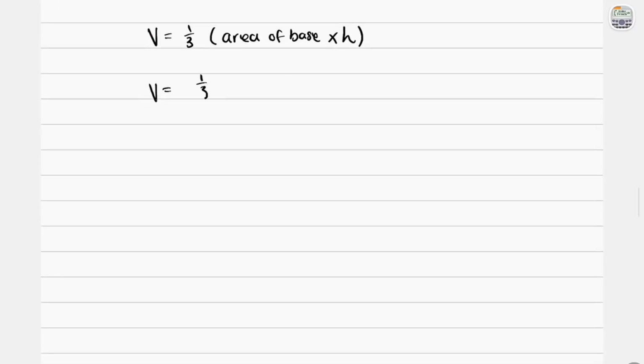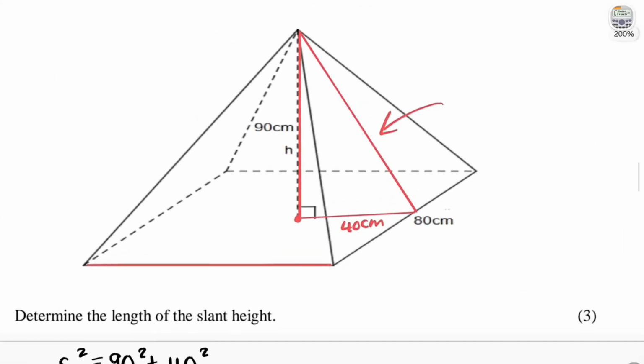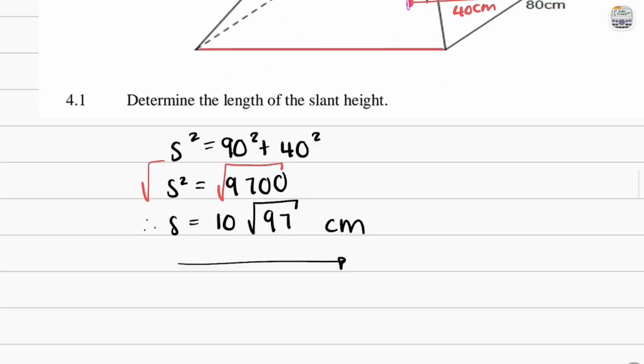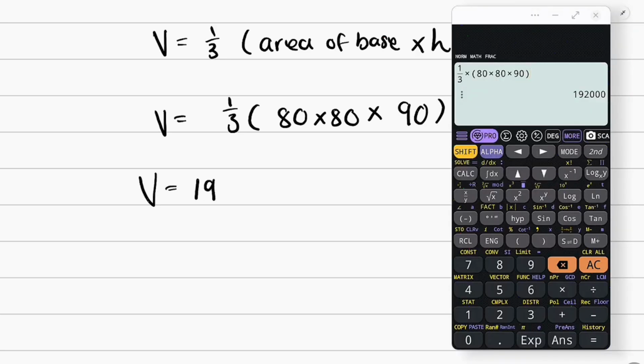So we'll say 1 over 3, then multiply by 80 times 80, or 80 squared, and then multiply by the height of the pyramid, not the slant height. The slant height is the height of an individual triangle, but the height of the pyramid itself is 90 centimeters. So just say multiply by 90 and let's get our volume. And that is 192,000 and it's centimeters cubed.